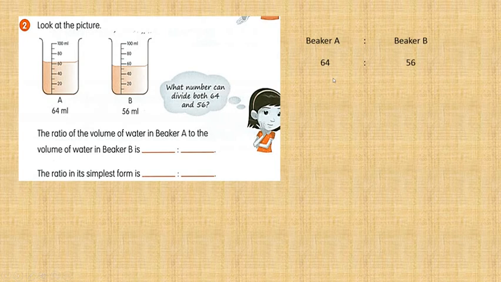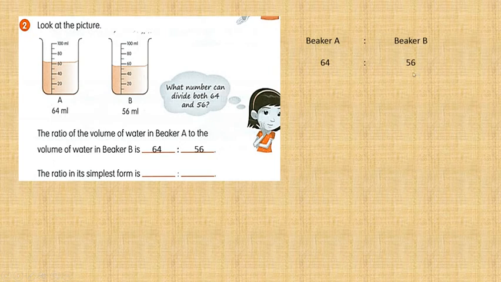And after that, think about the common factor between them. First, he needs you to write it without simplifying, so write 64 to 56. And after that, he asked me to write the ratio in its simplest form. So what's the common factor between 64 and 56?